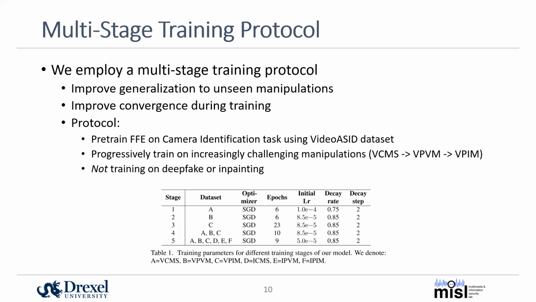To train our network, we employ a multi-stage training protocol. This is to improve generalization to unseen manipulations, which we'll show in our experiments, and to improve convergence during training. Our protocol can be divided into two major steps. First, we pre-train the forensic feature extractor on the camera identification task using a video asset dataset. Then, we progressively train on increasingly challenging manipulations, from video camera model splicing to video perceptually visible manipulation to video perceptually invisible manipulation. Note that we do not train on deepfake or in-painting.